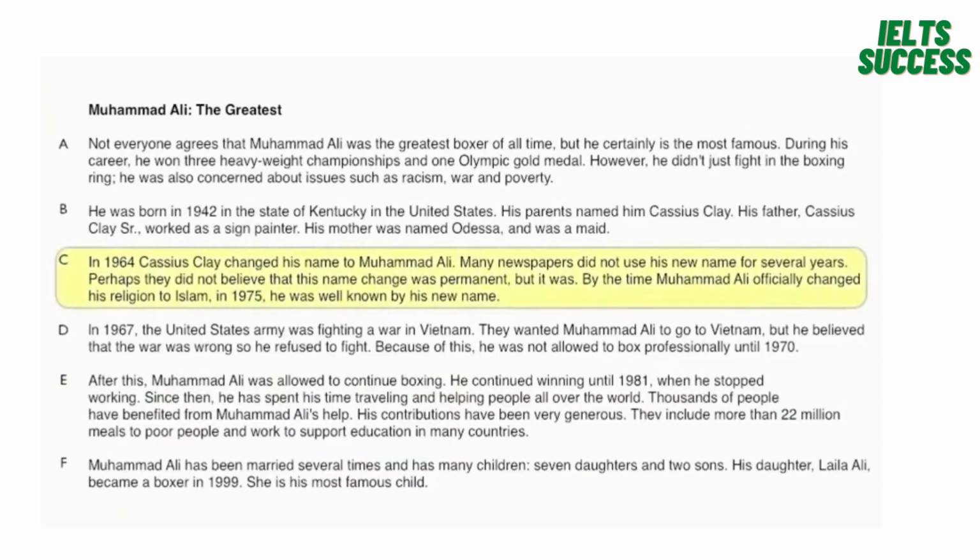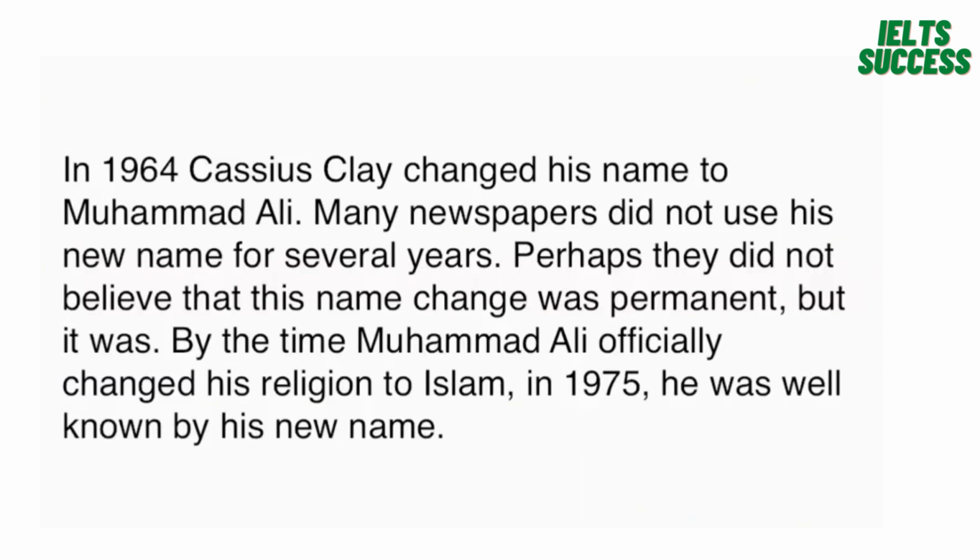Let's do this one more time with another selection from the text. In 1964, Cassius Clay changed his name to Muhammad Ali. Many newspapers did not use his new name for several years. Perhaps they did not believe that this name change was permanent, but it was. By the time Muhammad Ali officially changed his religion to Islam in 1975, he was well known by his new name.